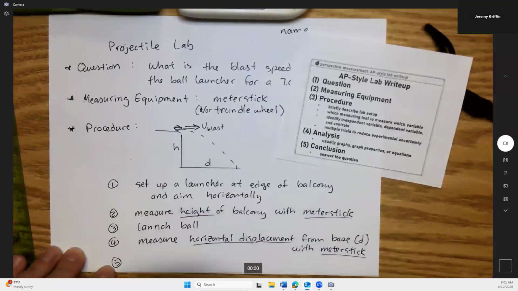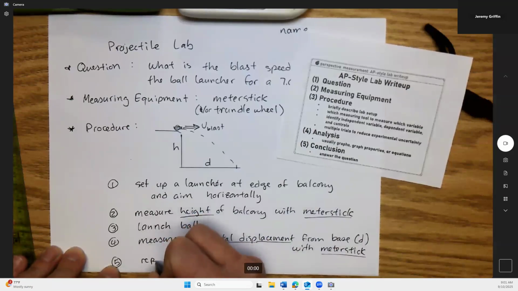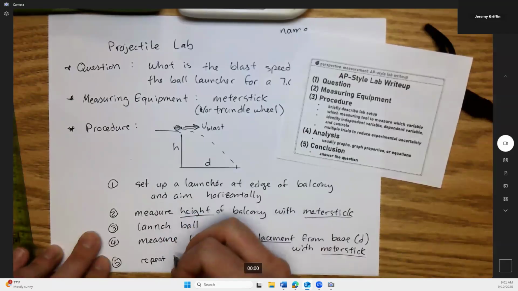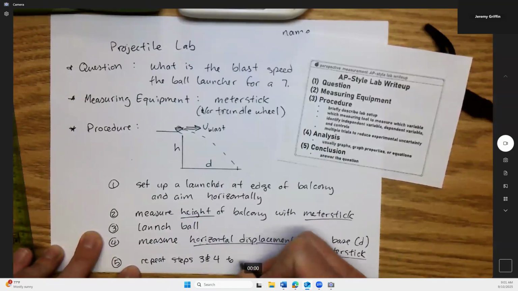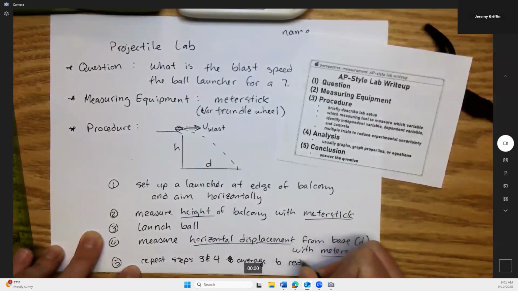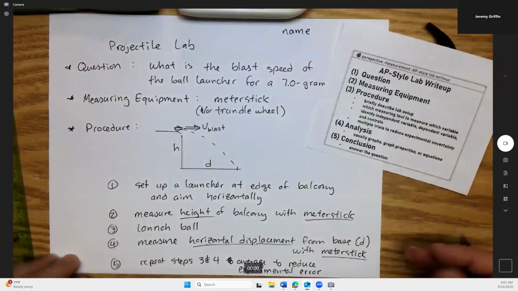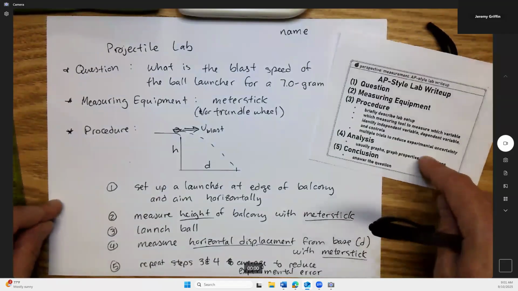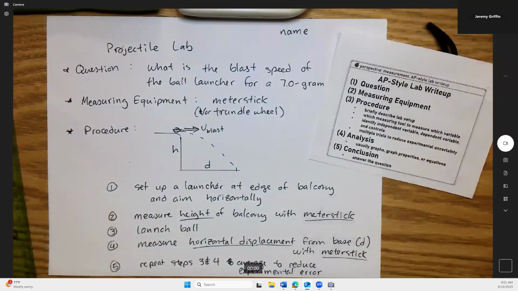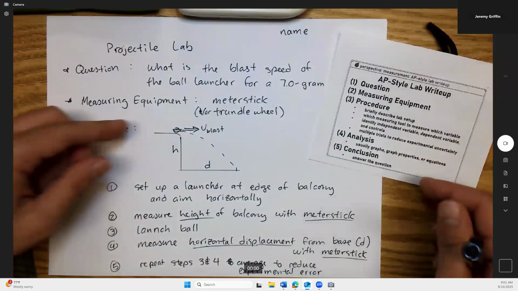So we're going to say repeat steps 3 and 4 and average to reduce experimental error. Okay, that's pretty much the whole procedure. Look, five steps. That's all right. In this particular experiment, you guys can tell there's not really an independent or dependent variable. You're not going to make a graph or anything like that. We're just trying to figure out the firing speed.